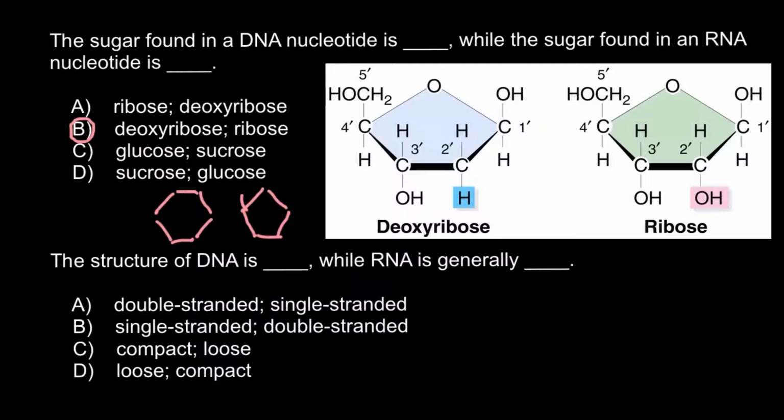The structure of DNA is, you have to choose the correct answer, while RNA is generally, and here are answers to choose from. I hope everyone knows the answer to this question, that DNA is double-stranded, while RNA is single-stranded. Prokaryotes, because they don't have a nucleus, so when messenger RNA is transcribed, simultaneously it also is translated.